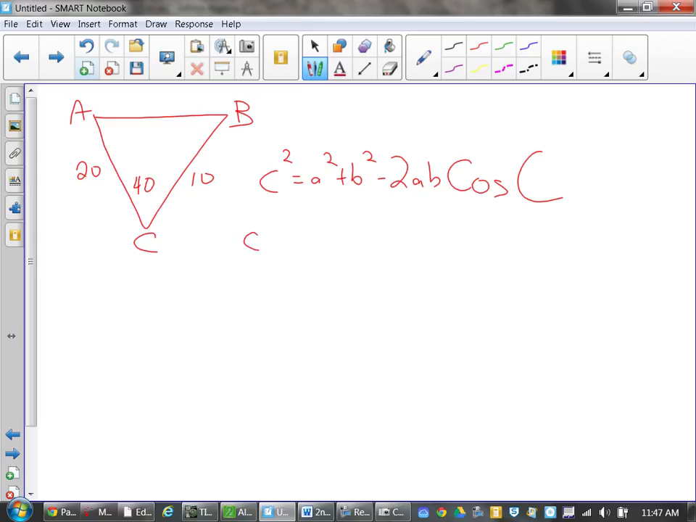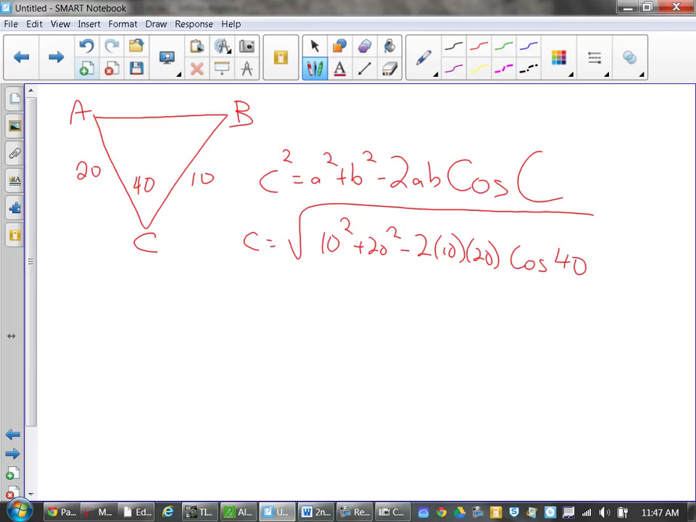So c is going to equal the square root of 10 squared plus 20 squared minus 2 times 10 times 20 times the cosine of 40. And I will walk you through how you set this up to double check whether or not you do get a secondary triangle.